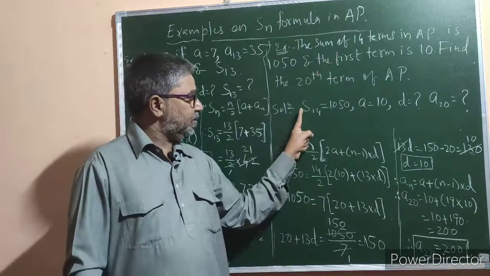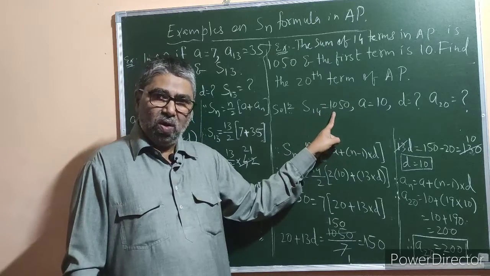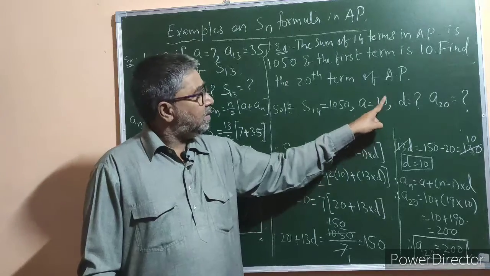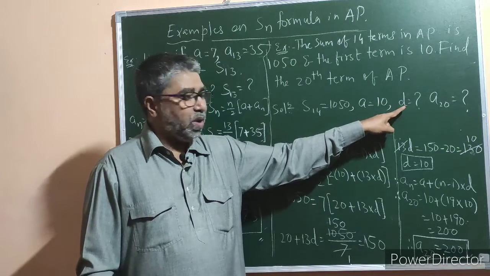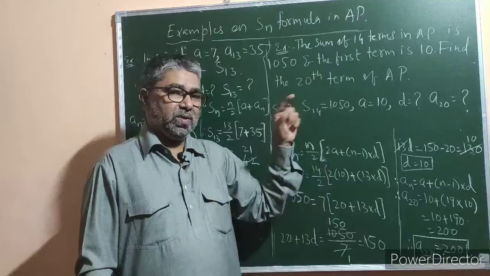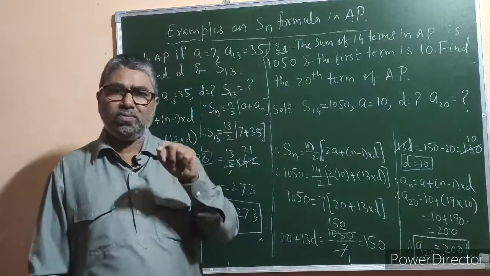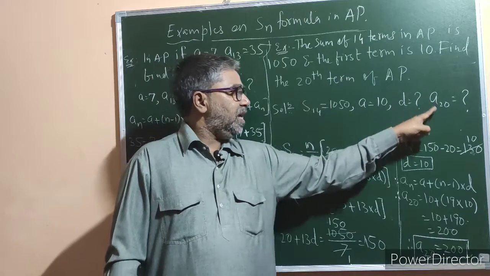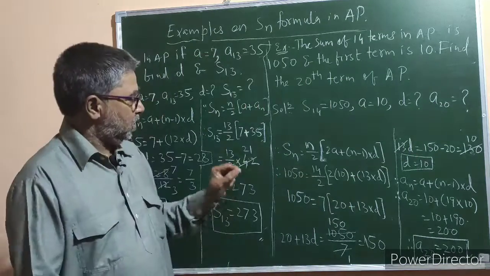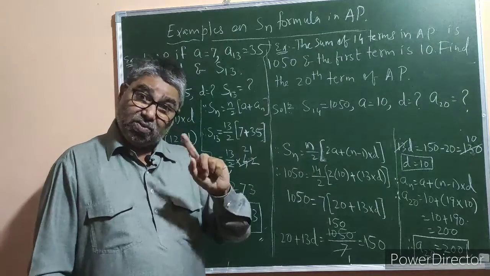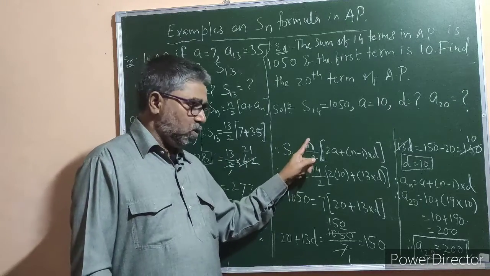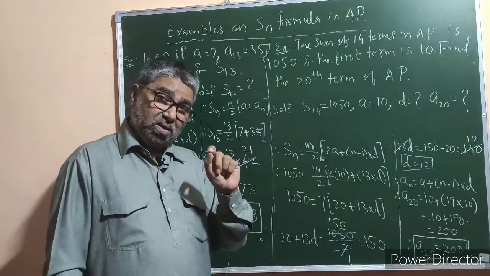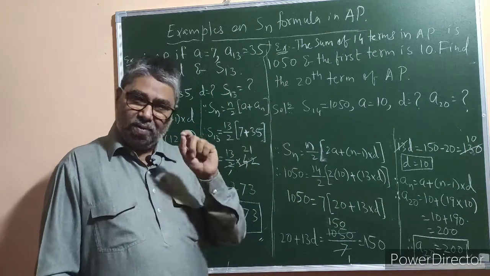Sum of 14 terms, Sn, is equal to 1050, first term a is 10, then d is question mark, because to find the 20th term we have to have the value of the common difference. d is question mark, and at the same time a20 is also question mark. Now applying the Sn formula, that is the first formula, Sn is equal to n upon 2 into bracket 2a plus (n minus 1) into d. Let us solve for getting the value of d.